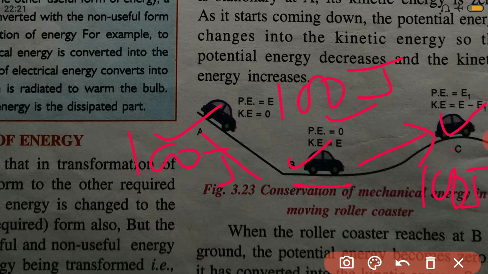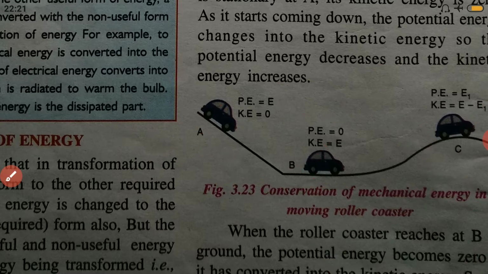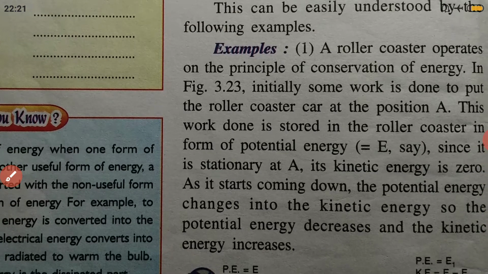For example, kinetic energy is 0 here in the first case, right? Potential energy should be 100. So that 100 plus 0 will give me 100, right? If it is 1000, it has to be 1000. If it is 500, it has to be 500. Okay, let us see what does the book say.